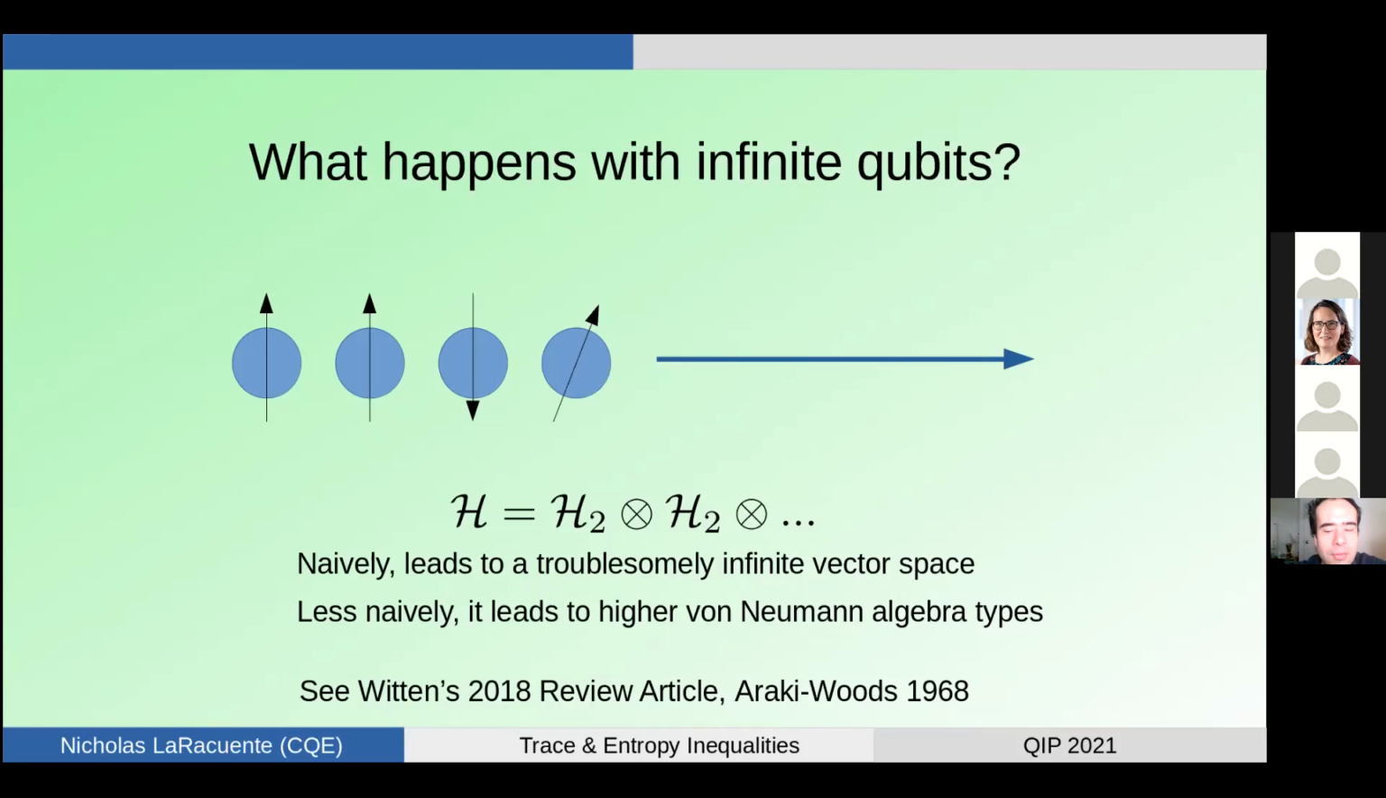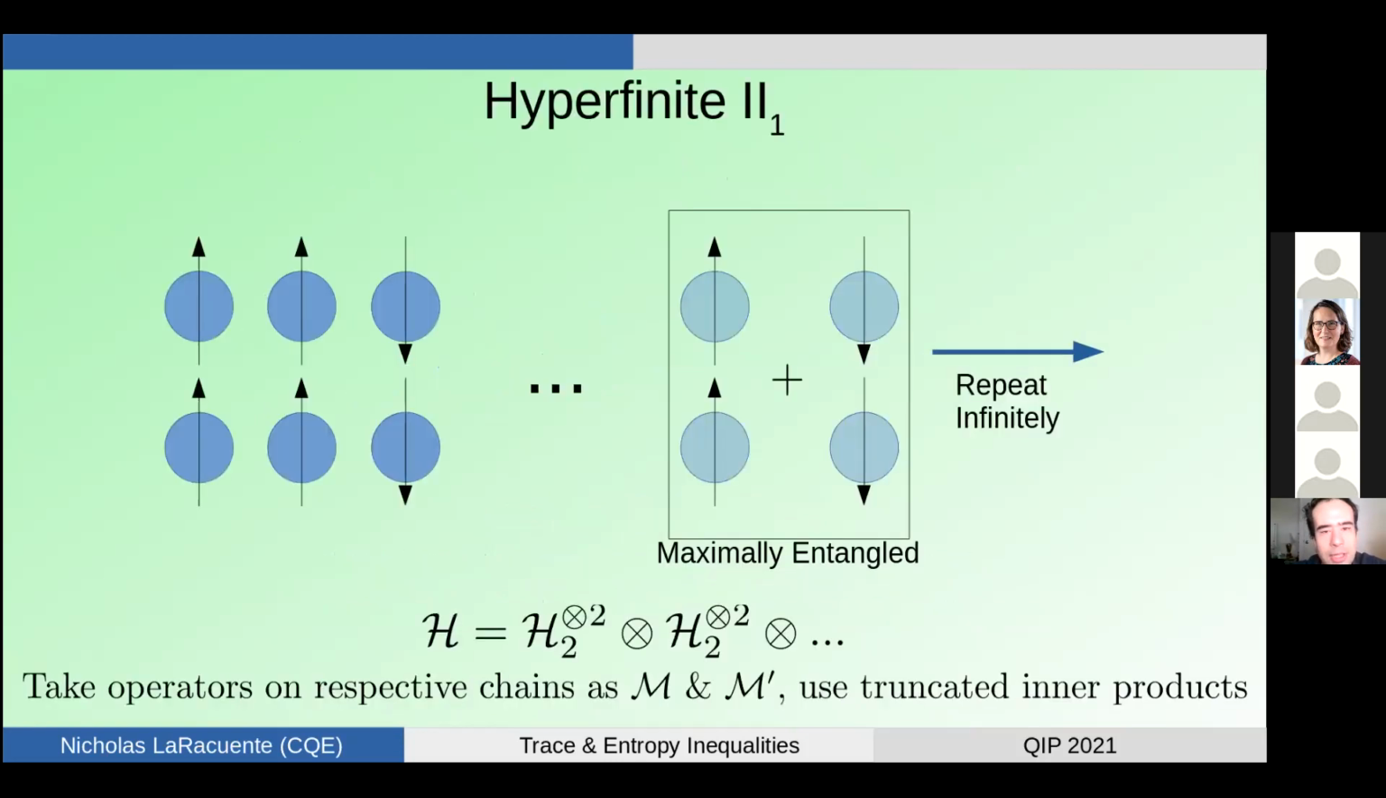So for the next few slides, I'm going to review some ideas that really come from Witten's review article in 2018, but actually go back to some work by Araki and Woods much earlier. The simplest case where we could create a higher type von Neumann algebra using this infinite qubit chain is what's called the hyperfinite type II-1. And so what we would do here is we'd actually double the chain.